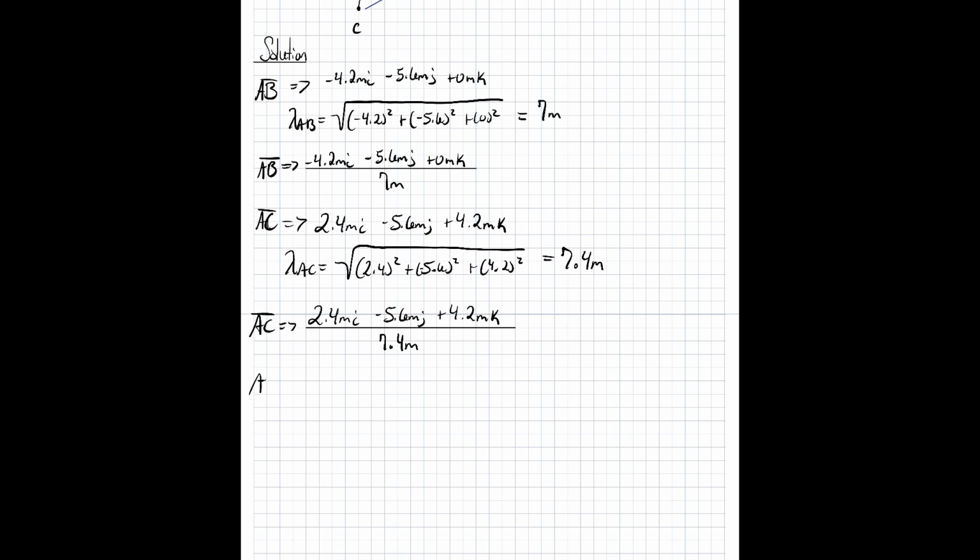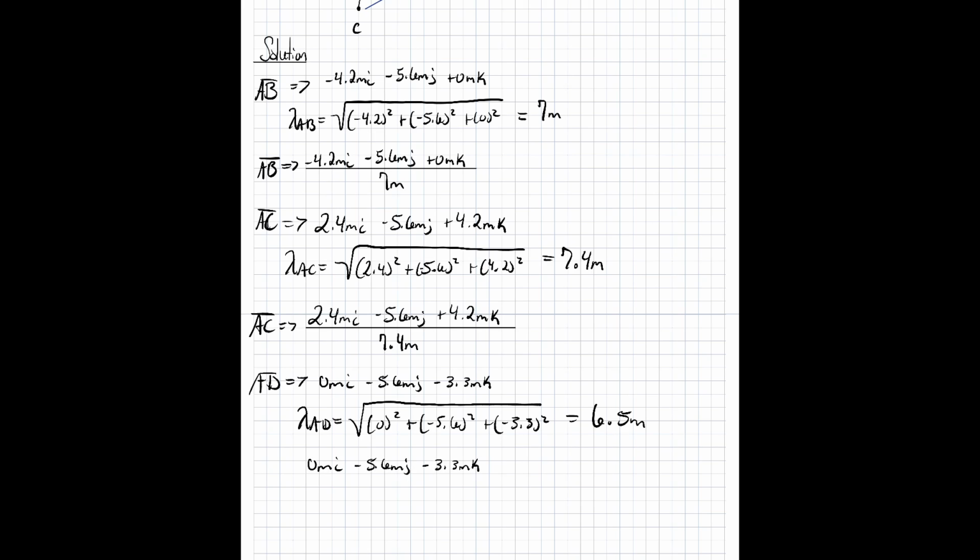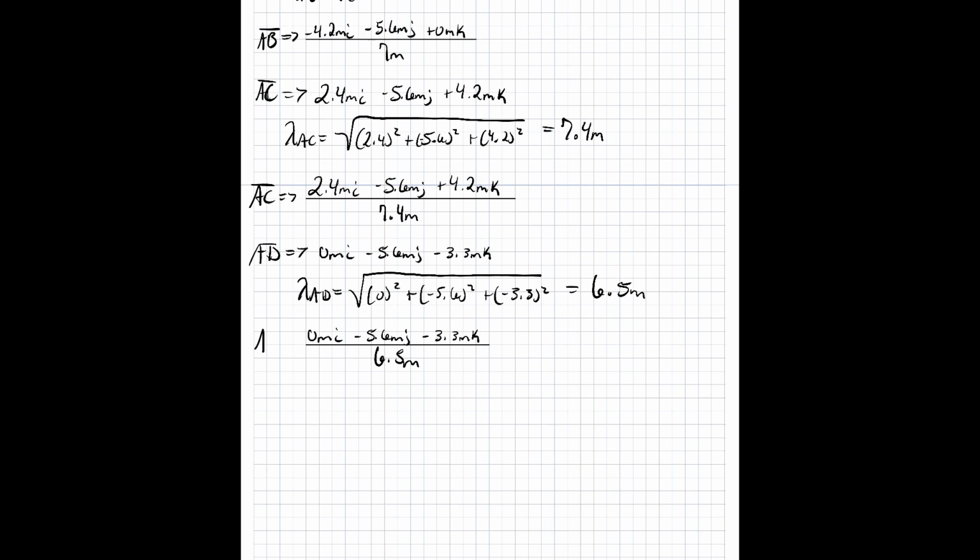And now we can do section AD, which we have 0 meters in the I, minus 5.6 meters in the J, and negative 3.3 meters in the K direction. Lambda AD is equal to the sum of the squares, 0 squared plus a negative 5.6 squared plus a negative 3.3 squared. All that comes out to 6.5 meters. Rinse and repeat. We will have that above vector form all over 6.5 meters. That is section AD.